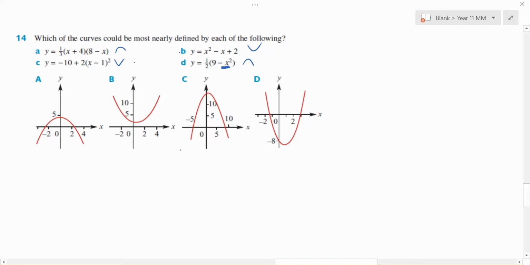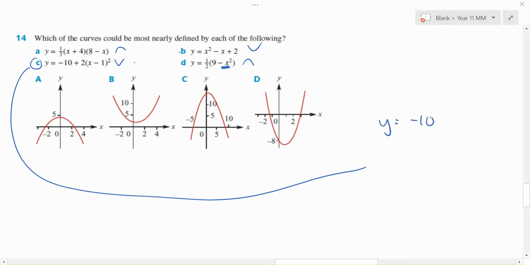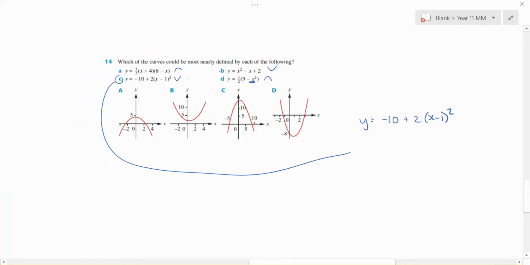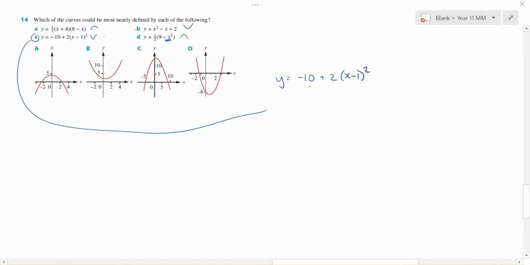Okay, but the nice thing is C is easy to read because of what I taught you in exercise 3D, and if you've forgotten, watch the video again. Y equals negative 10 plus 2 bracket x minus 1 squared. I taught you to read the turning point. So you can read this now. You can see that means down 10. And this means to the right by 1. That's a smiley face and it's narrow.